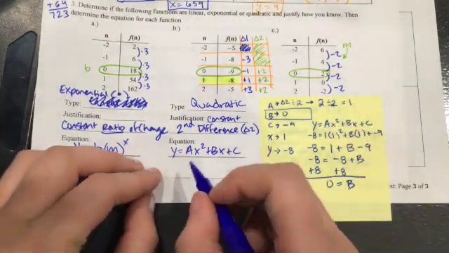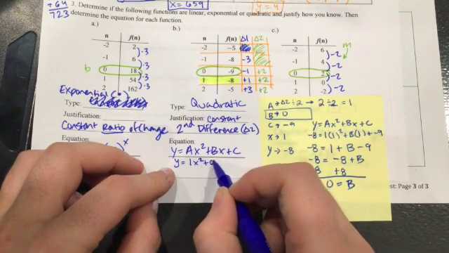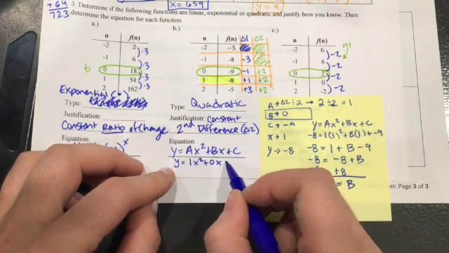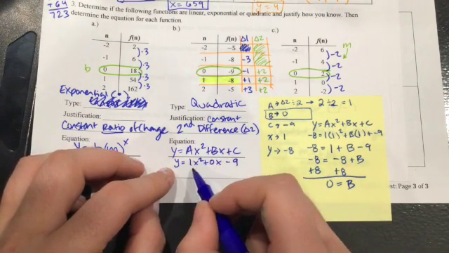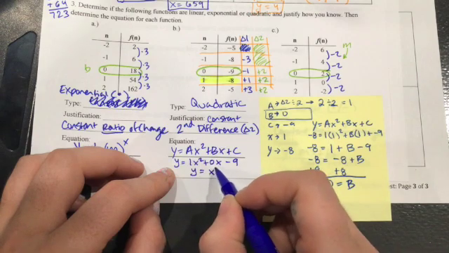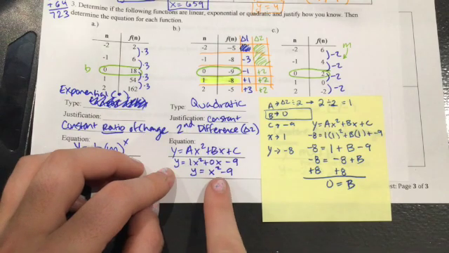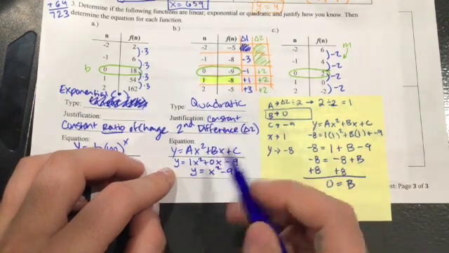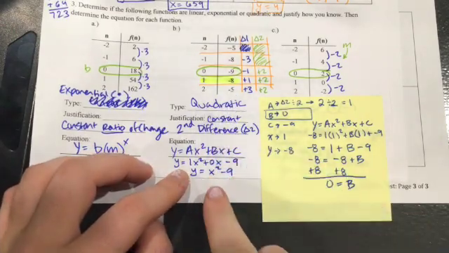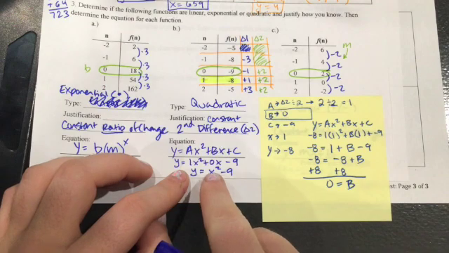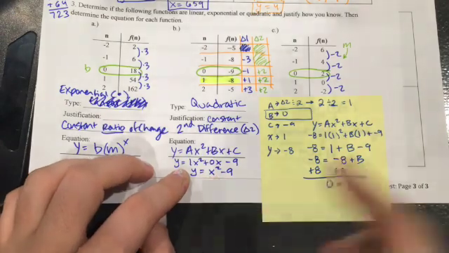Let's plug everything in. Y equals 1x squared plus 0x, and my c was minus 9. I don't need to write that 1. I don't need to write the 0x. So my final answer is y equals x squared take away 9, and you're done. You can always test it by plugging in a value. We can do this real quick. If I plug in 2, let's see if we get negative 5. 2 squared is 4. 4 minus 9, yep, that's negative 5. So I did it correctly.